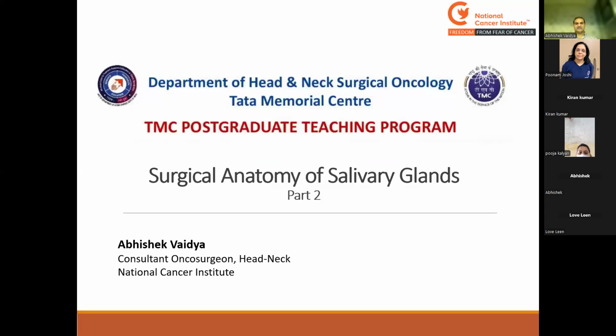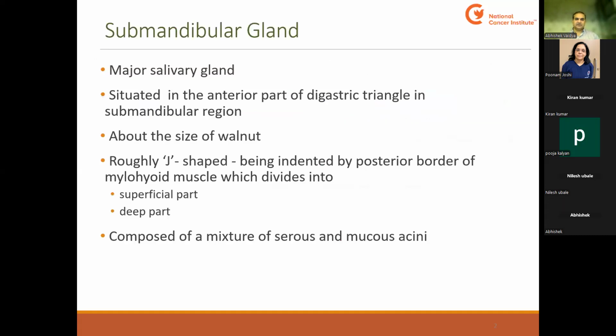So this is part two of the surgical anatomy of salivary glands. Last time we spoke about parotid glands, and we spoke about some of the steps of applied anatomy and steps of surgery. This time is going to be a shorter one, and we'll take questions at the end regarding steps of surgery of the parotid or the submandibular gland. Now let's begin with submandibular gland.